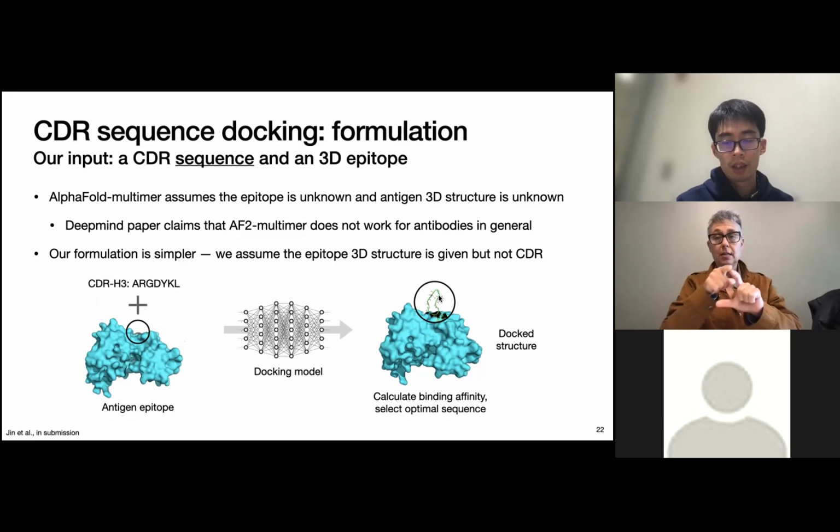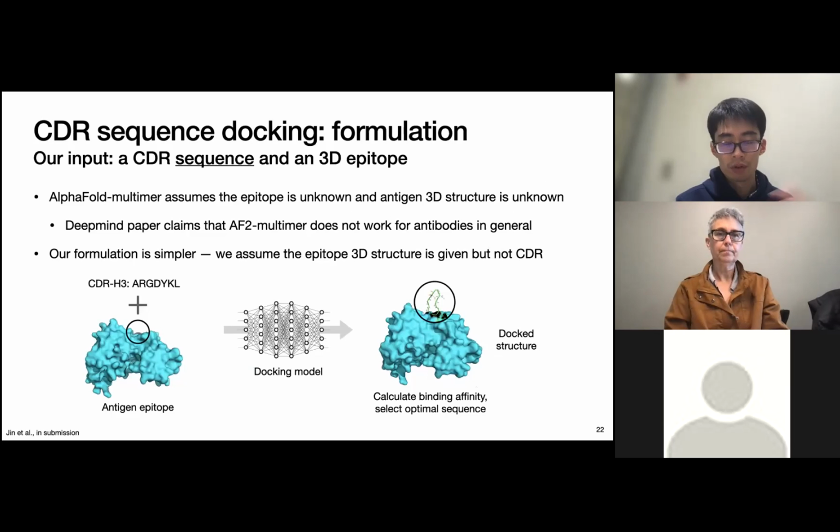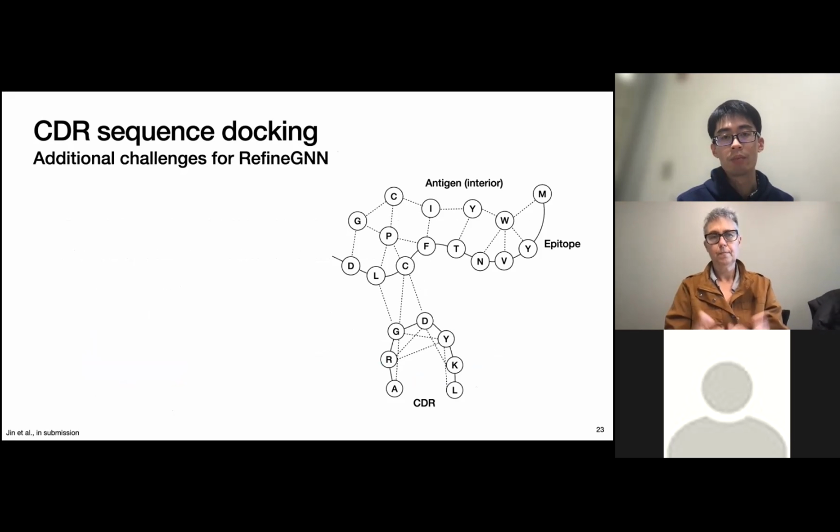Can we predict its shape? Sorry, its docked pose. And if we can predict this docking pose accurately, then we can use it to score different CDRs based on their binding energy and so on. So this is the task that we want to solve. So let's look at how to extend the previous model, this RefineGNN model, to address this task.